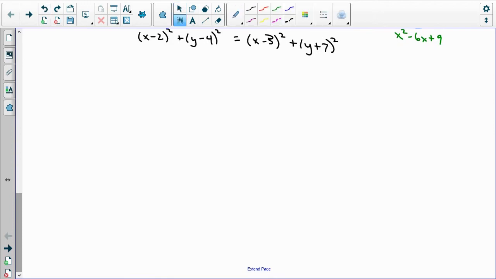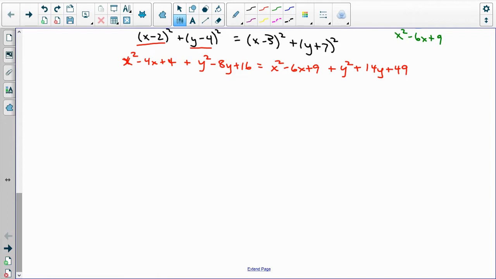But since that's going to happen a whole lot in this lesson, I don't want to have to do that every time. So I'm just going to tell you that we have x squared minus 4x plus 4 when I distribute that one, plus y squared minus 8y plus 16 for that one, equals x squared minus 6x plus 9 plus y squared plus 14y plus 49.